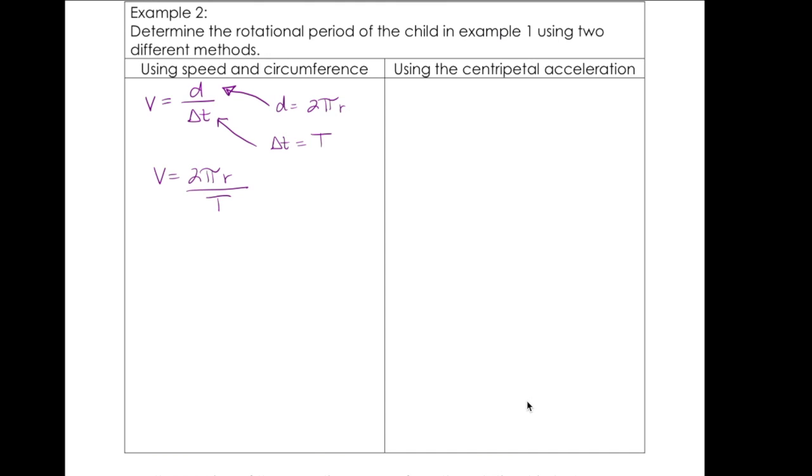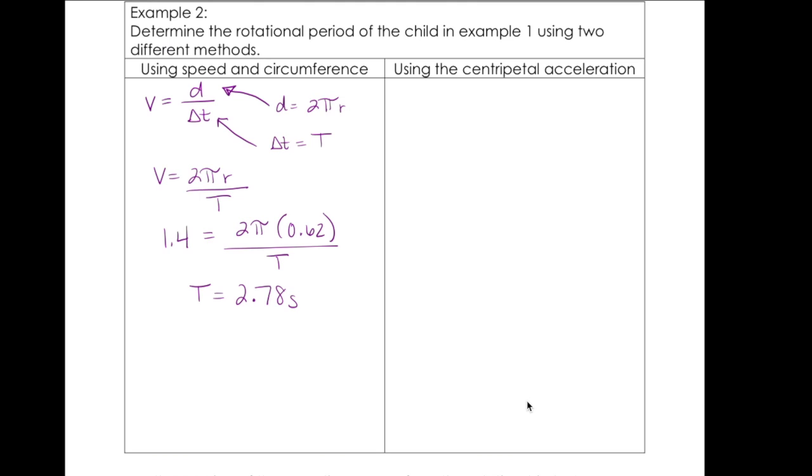And so plugging in the information that I know, the velocity was 1.4 meters per second, equals 2 pi, and then we knew the radius as well. It was 0.62 meters divided by T. If I solve for T, I get that my period is 2.78 seconds. Okay, so that's the time it takes to make one revolution.